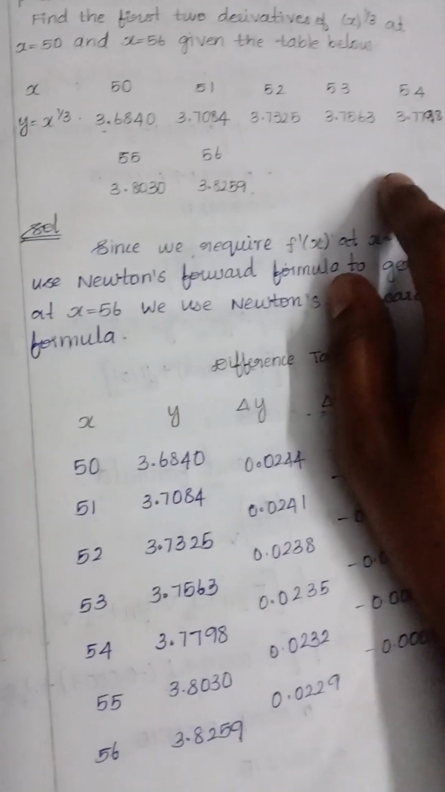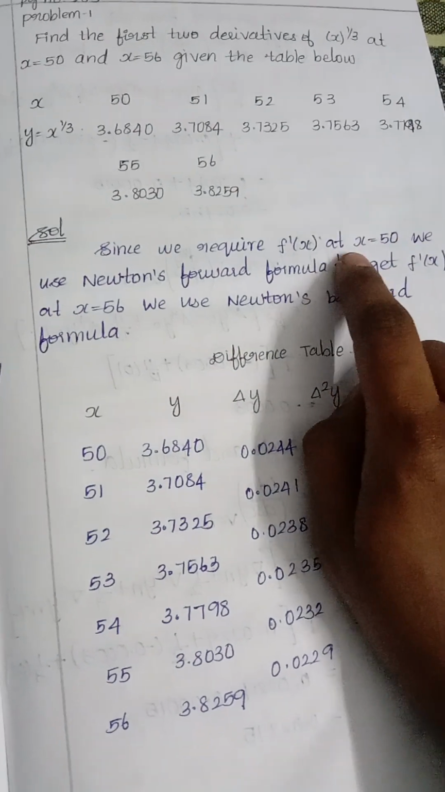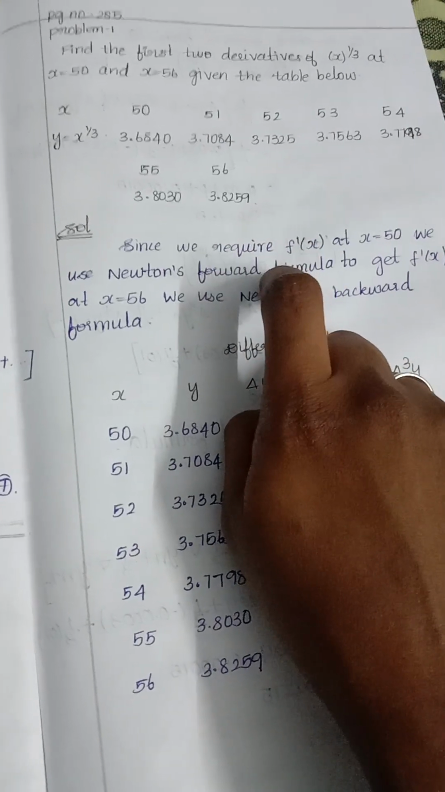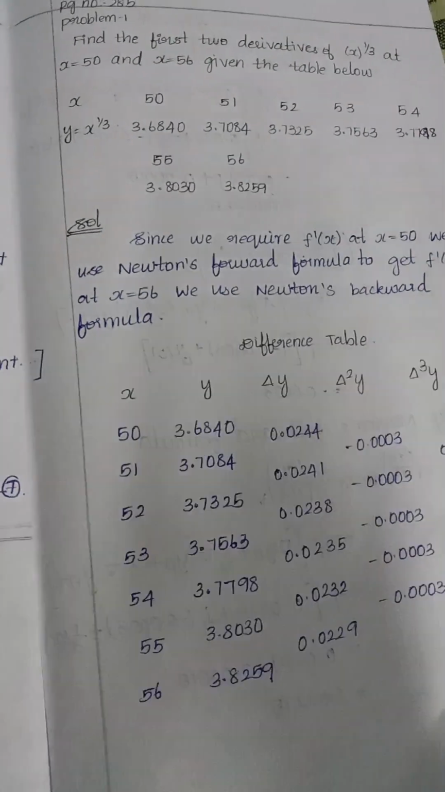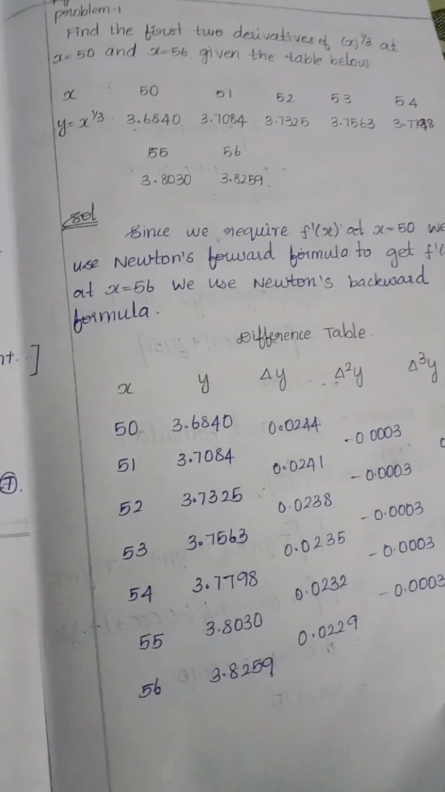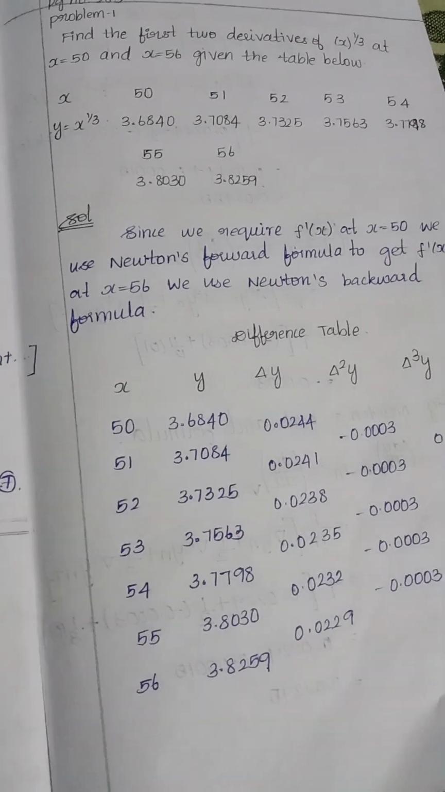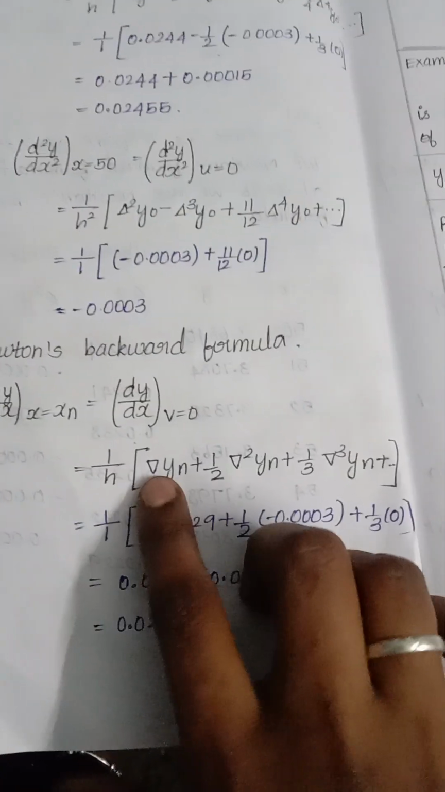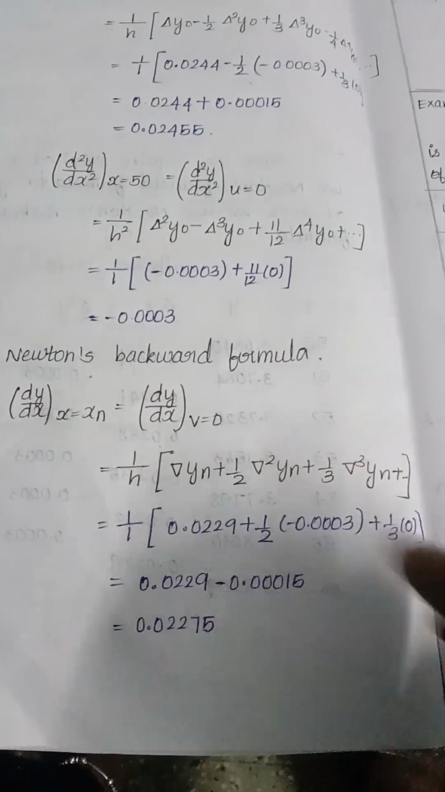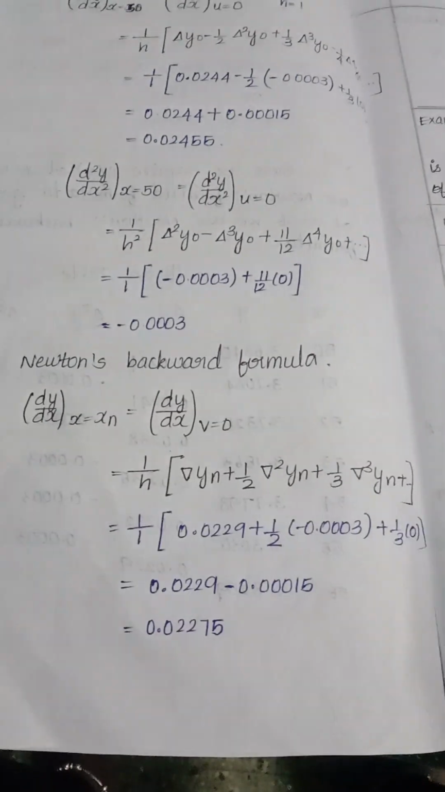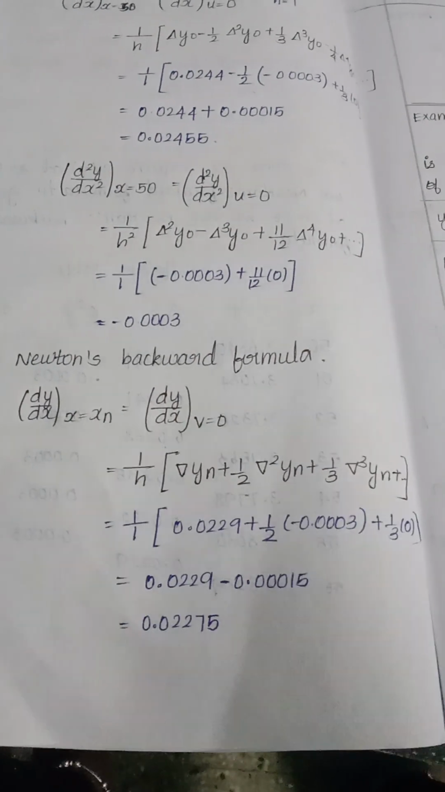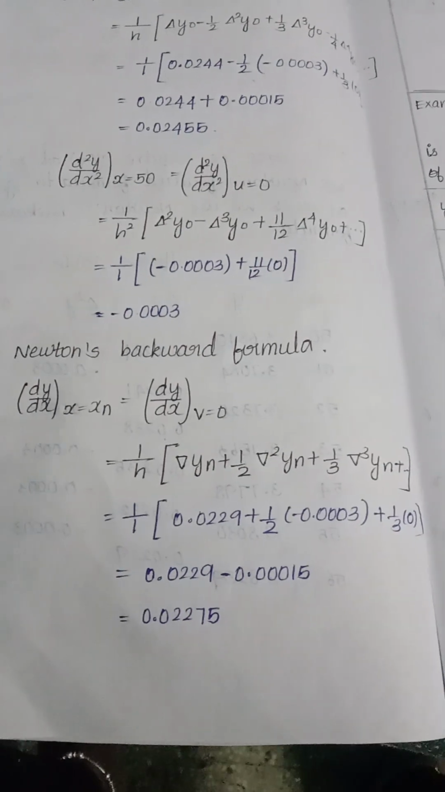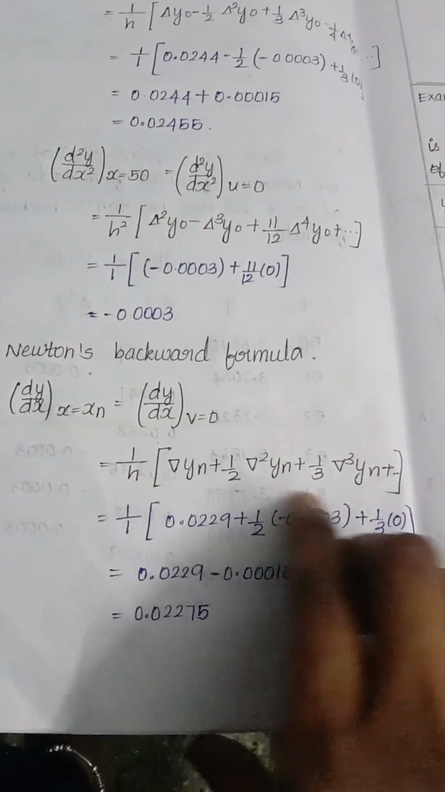Then Newton's backward formula. Why do we use Newton's backward formula? Because the x value 56 is at the last, so we have to use Newton's backward formula. If the x value is in the forward part, we use Newton's forward formula; if it is in the back side, we use Newton's backward formula. For Newton's forward we use u, that is x minus x naught divided by h, and for backward we use v, that is x minus xn divided by h. So here we have the formula.